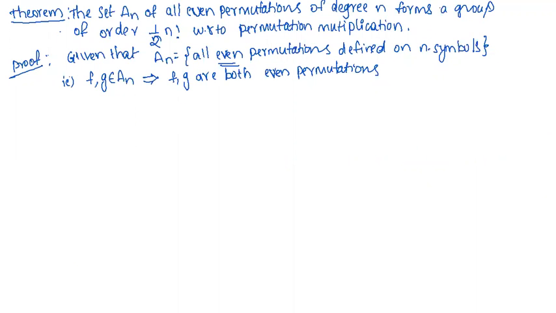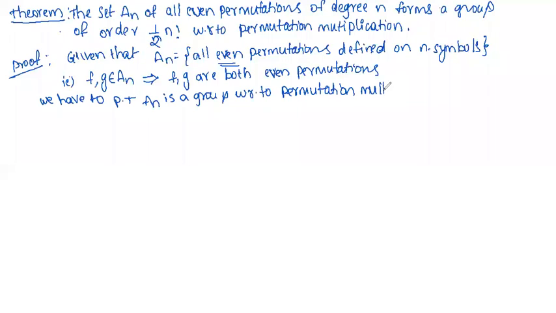Now we have to prove that An is a group with respect to permutation multiplication. What are the group axioms? Already we know the group axioms. First one is the closure axiom. Closure axiom means: let f, g belong to An.